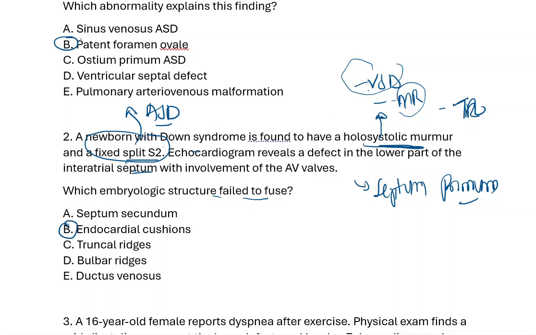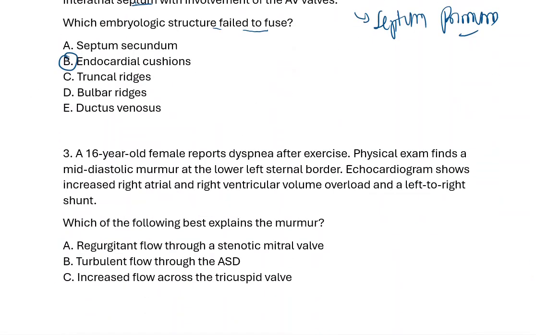Because of the endocardial cushion defect, that leads to problems forming atrial septation, and that also leads to problems with ventricular septation. So I think the best answer there would be endocardial cushion defects. Moving on to the next question.